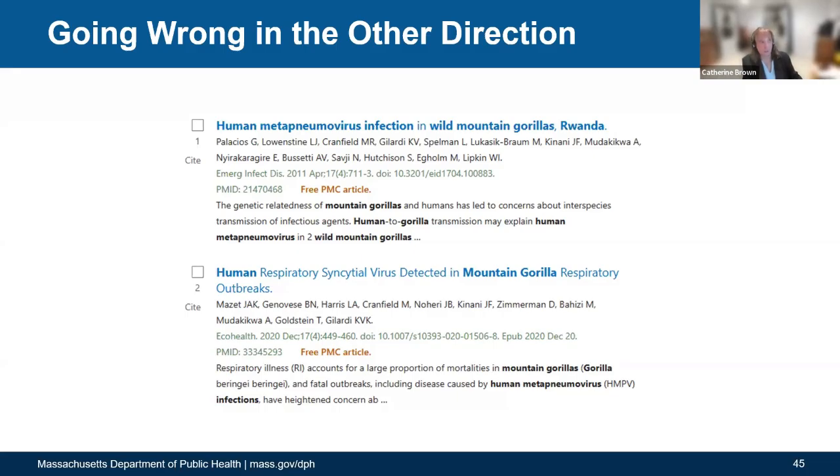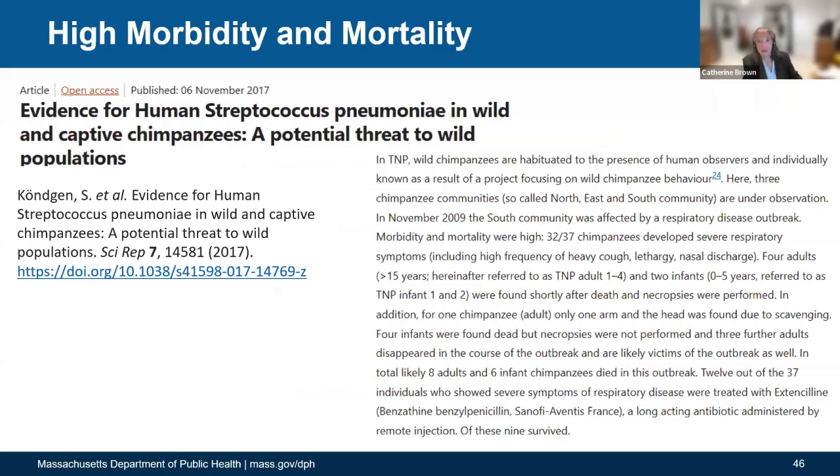But they were able to learn kind of by watching this that they could find human metapneumovirus, which is a virus that causes upper respiratory infection in people, as well as respiratory syncytial virus, RSV, in these groups. And it was very clear that it was introduced from humans. So in fact, these humans that were going there to try to help protect these populations were also bringing some of these harms with them. And it's not just gorillas, chimpanzees, also very closely related to humans.